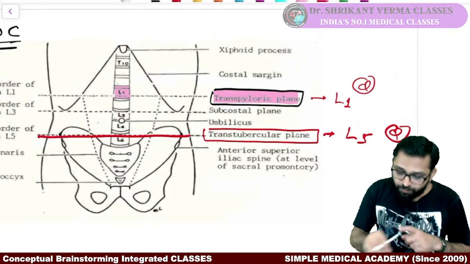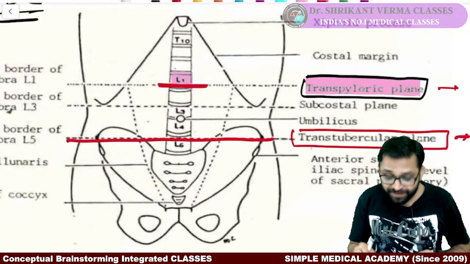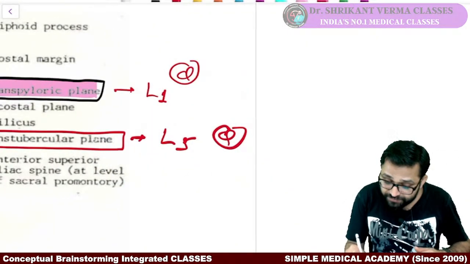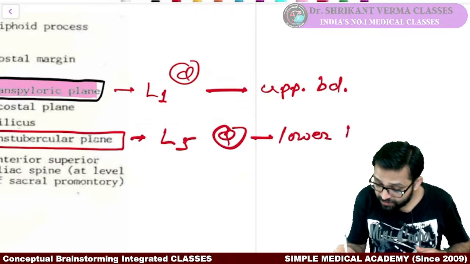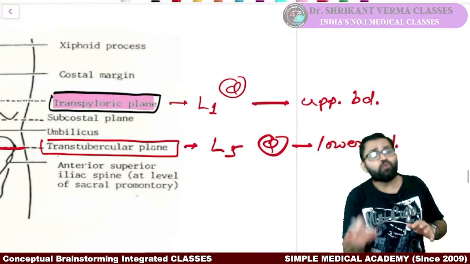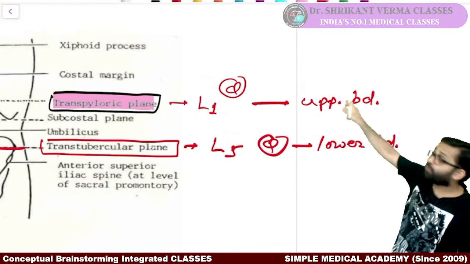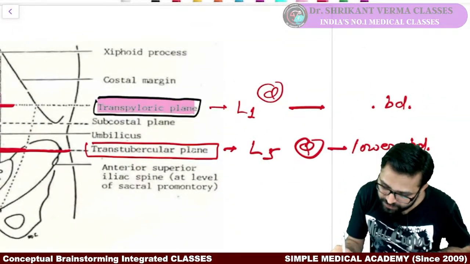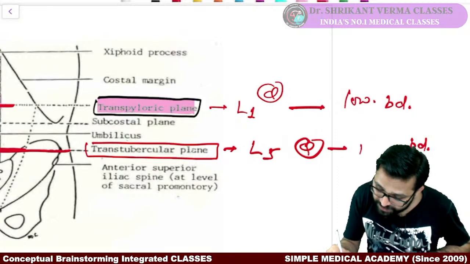So easy. But more specifically, this is passing through the lower border of the first vertebra, and our transtubercular plane is passing through the upper border. See here, for L1 you can remember upper border. For L5 you can remember the lower border. So easy. Don't forget. The transpyloric plane passes through the upper border of L1. Sorry, please correct this. This is your lower, and here is your upper. Sorry for the mistake. Yes, this is your upper.